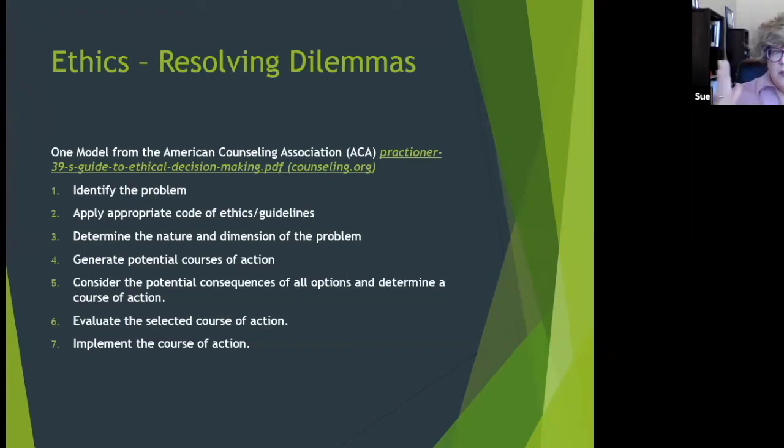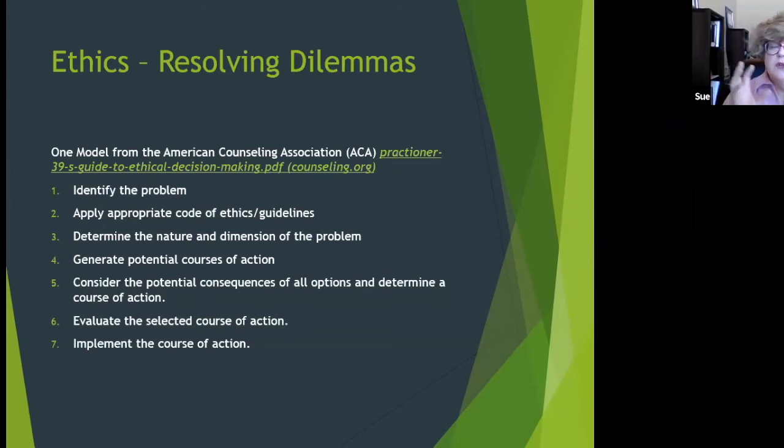And evaluate. Once you kind of come up with the 2, 3, however many things that you think could be viable, is there one that's maybe more viable than the other for various reasons? And then, of course, there's the implementation phase. And it's important to have a process so you can document it. That gets back to the documentation piece.